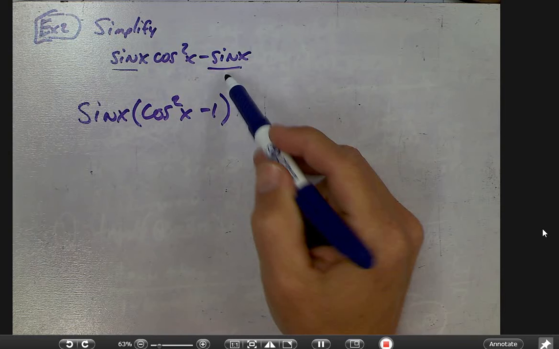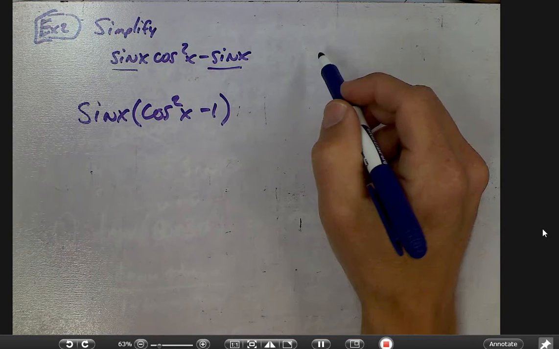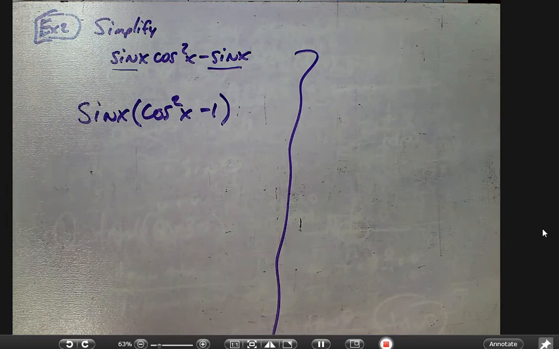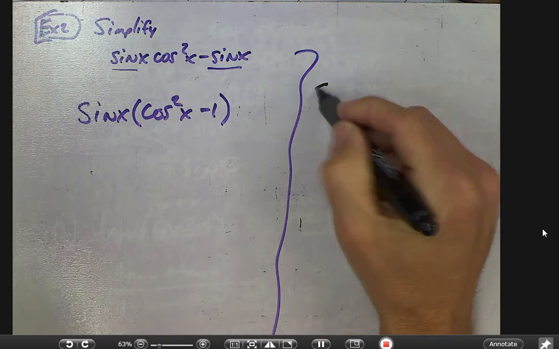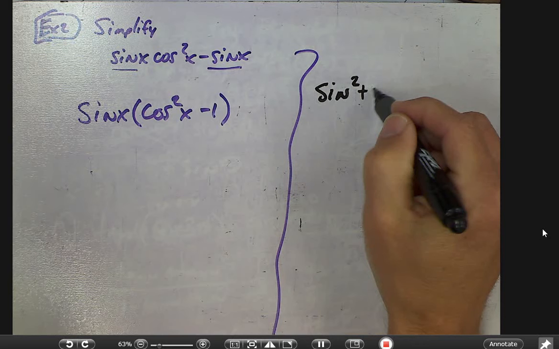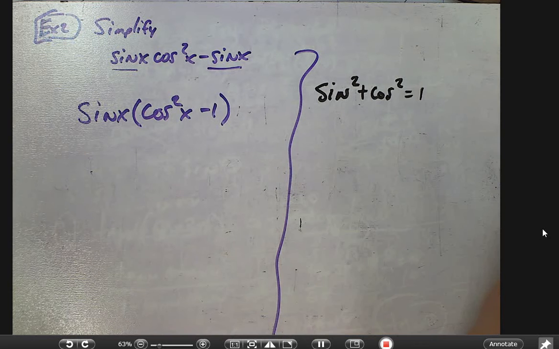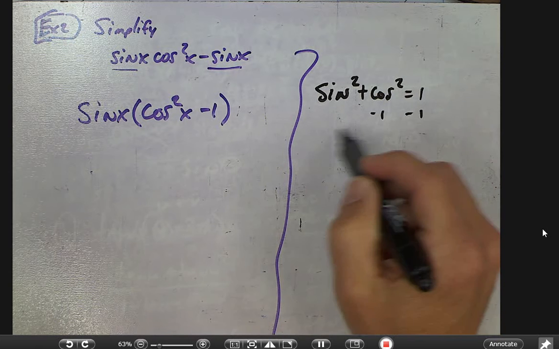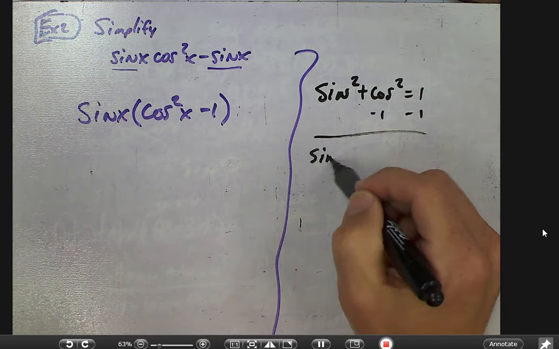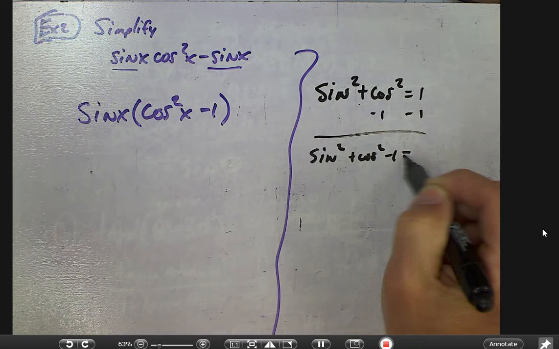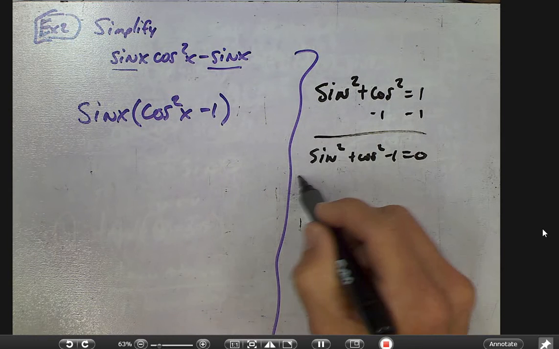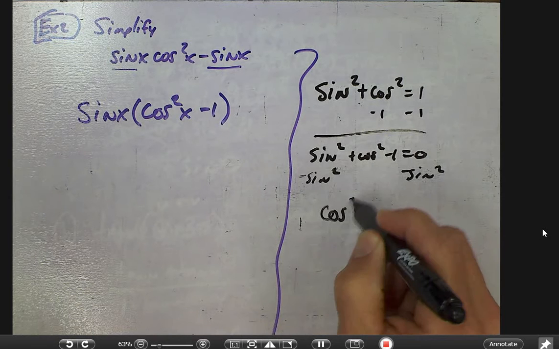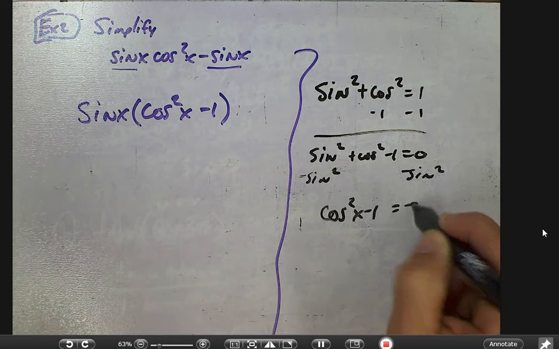There is a trig identity that has cosine squared in it, and it says that sine squared plus cosine squared is 1. That means that if I subtract 1, I get sine squared plus cosine squared minus 1 is 0. And if I subtract sine squared, I get cosine squared x minus 1 equals negative sine squared.